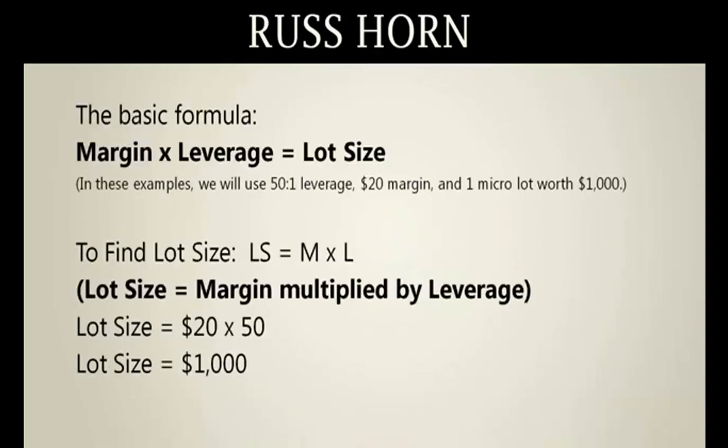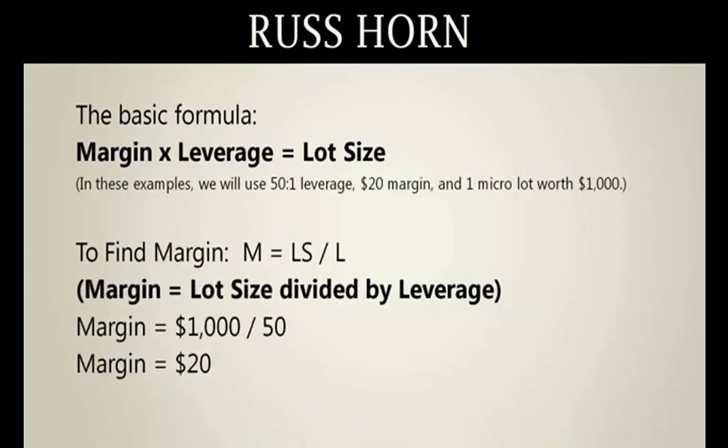The formulas. Now, this is the basic formula: margin times leverage equals lot size. In the examples that we're going to use, 50 to 1 leverage, a $20 margin, and one micro lot, or $1,000. So the lot size is going to equal margin times leverage. We know that the margin is $20 and the leverage is 50 to 1. 20 times 50 gives you $1,000, and that is the lot size.